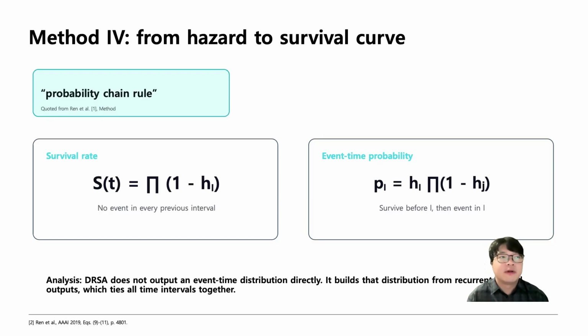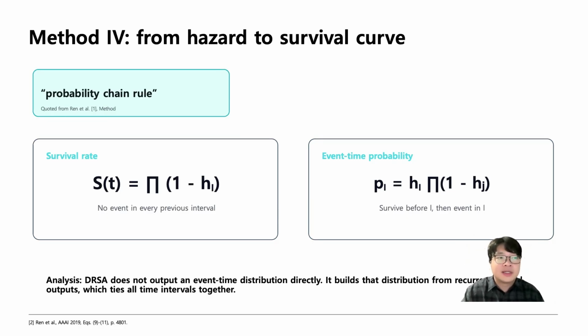After obtaining the hazard values from the recurrent network, DRSA constructs the survival curves. The survival rate is computed as the product of non-event probabilities. This means that to survive until time t, the event must not occur in every previous interval. The event time probability for interval i is computed as Pi. This means the subject survived before interval i, and then the event occurred in interval i.